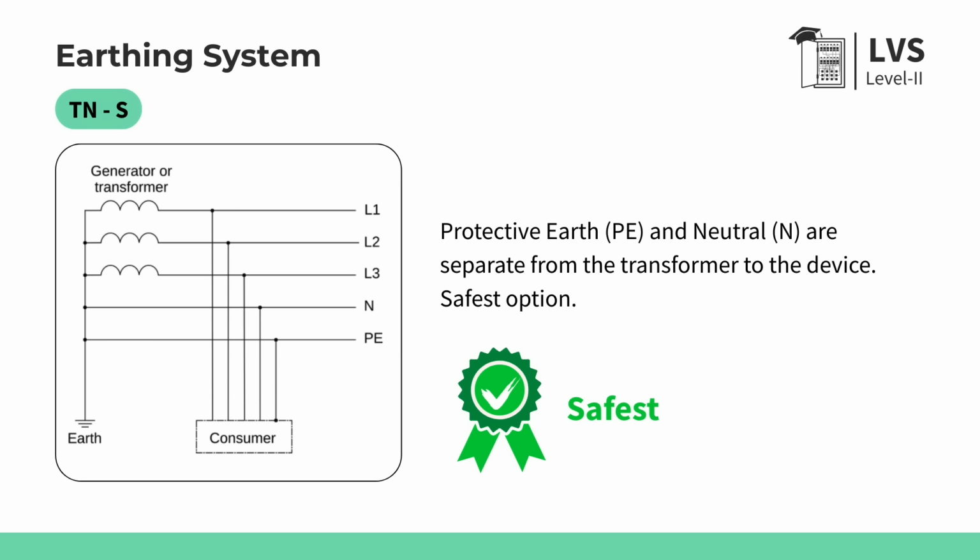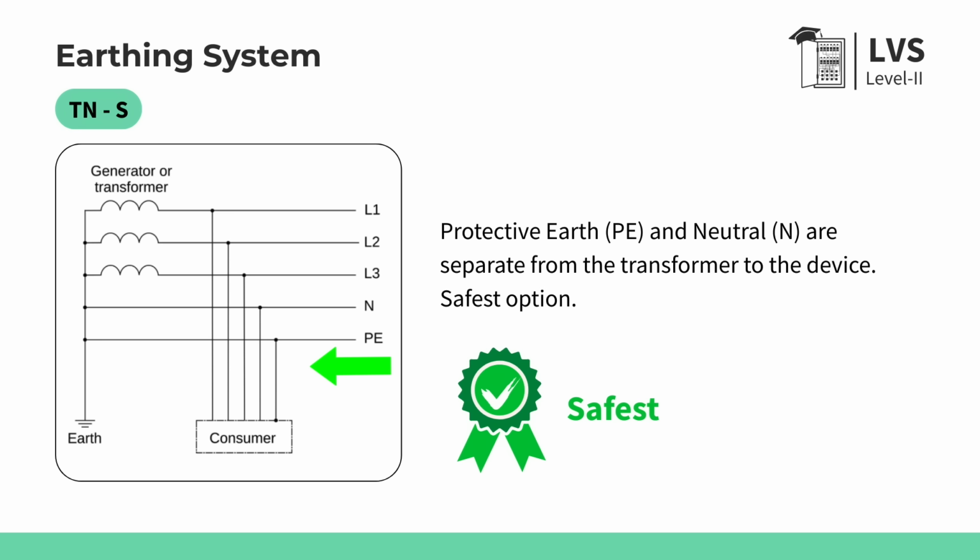Now, why is this safest among the TN systems? Because there is absolutely no risk of combined conductor failure. Fault current returns through a dedicated low impedance path. Protective devices operate quickly and reliably. Touch voltage risk is significantly reduced. For critical installations like operation theaters or sensitive industrial control systems, TNS provides better safety and electromagnetic performance. Cost-wise, this will be expensive because we will be adding a dedicated conductor from the source to the load. And the distance between these two could be hundreds of kilometers.